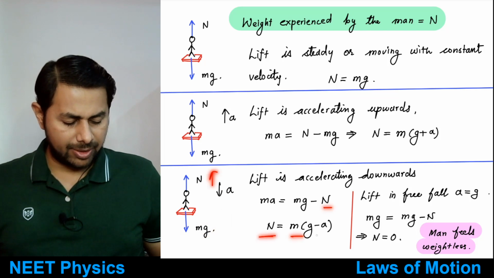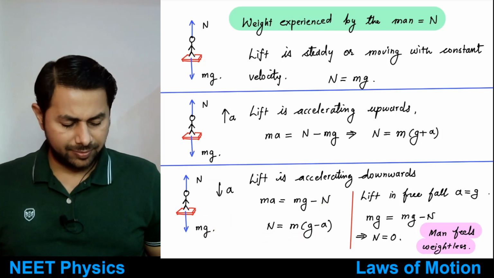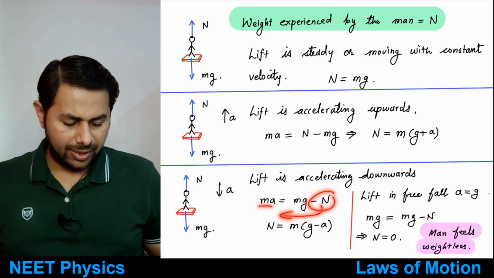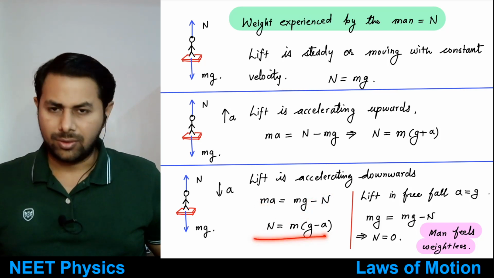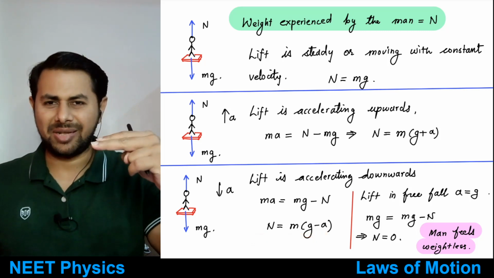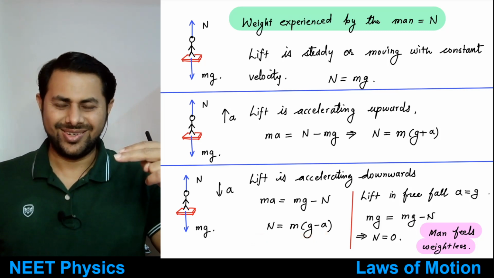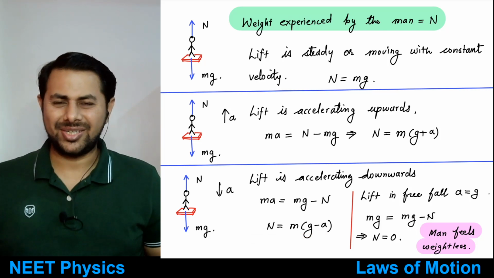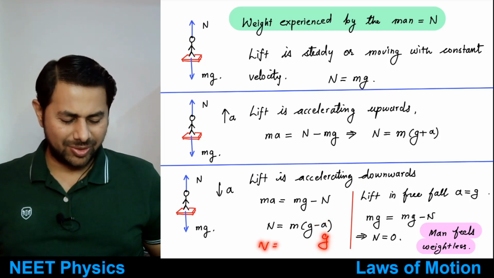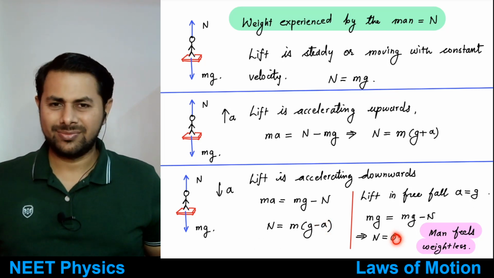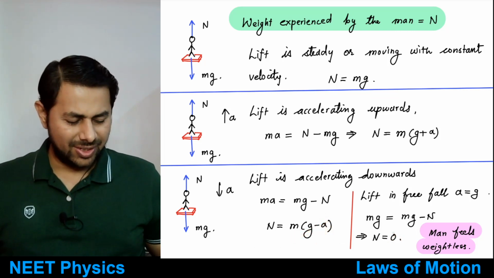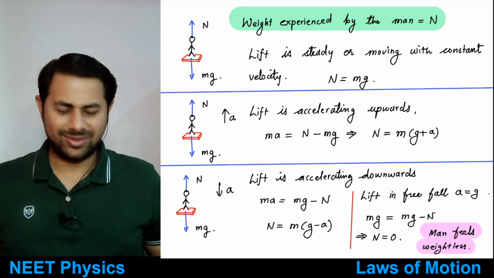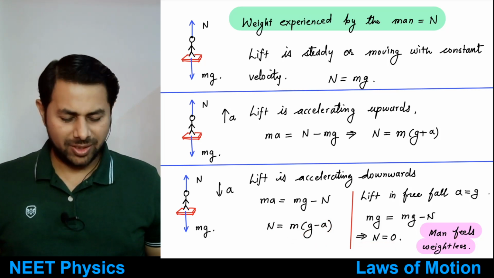So N is equal to m into g minus a. Just move N on this side, ma on that side, so you get N is equal to m into g minus a. Suppose somebody cuts the cable of that lift. The lift falls down with acceleration equal to g. Then what would be the normal reaction? Normal reaction is 0, because put a equal to g, so g and g get cancelled out, so the man will feel weightless.